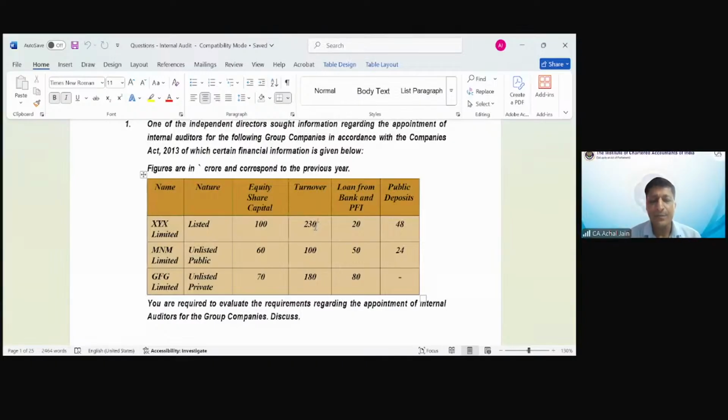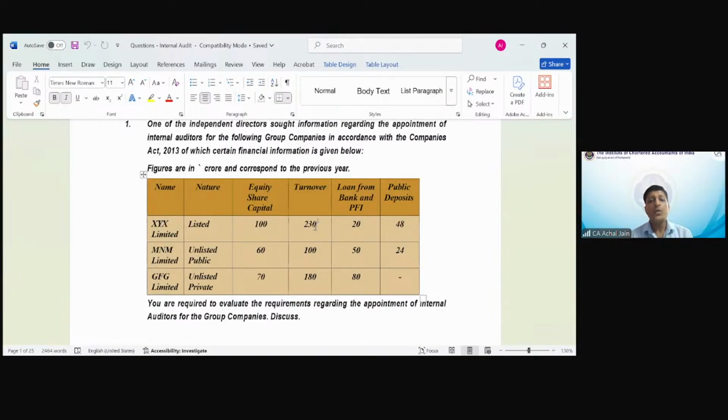What about the next? M&M. M&M is not applicable, sir. Okay, why not applicable? You need to go back to the same criteria and then assess that. Sir, why not? One minute. Yes, it is applicable, sir. Share capital is more than 50 crores. One of the criteria is being met.